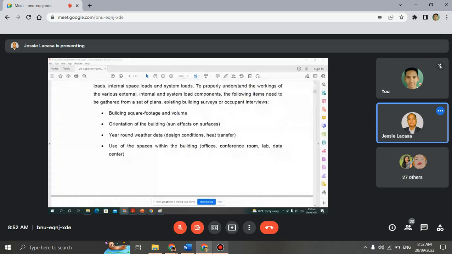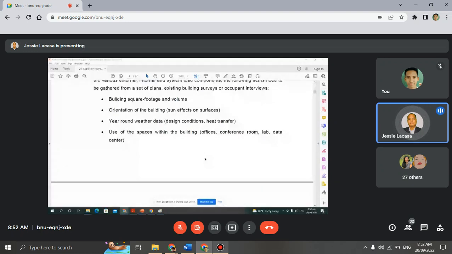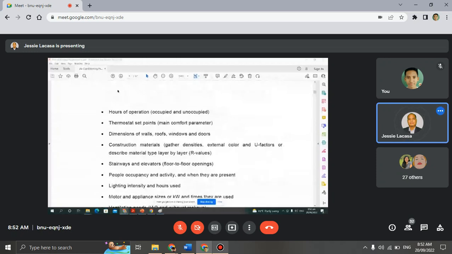Okay, next, the use of spaces within the building, what it is used for, including the activity of the people inside, the hours of operation, and the thermostat set point. For that particular room, what is the requirement? You will know the requirement by the type of occupancy. For example, if you are designing a cinema, look at the standard temperature or set point for a cinema, especially since there are many people inside. Expected maximum capacity, the dimensions, and the construction materials, what materials are used.